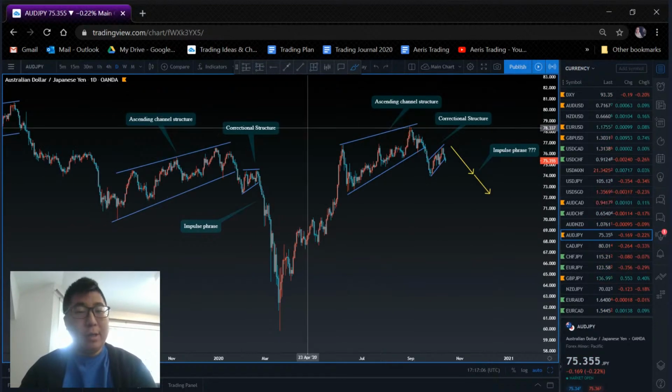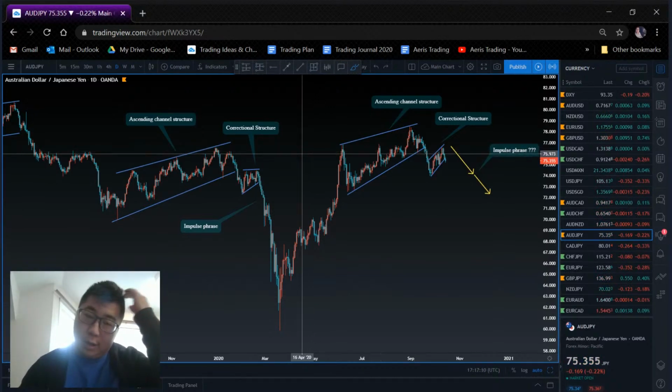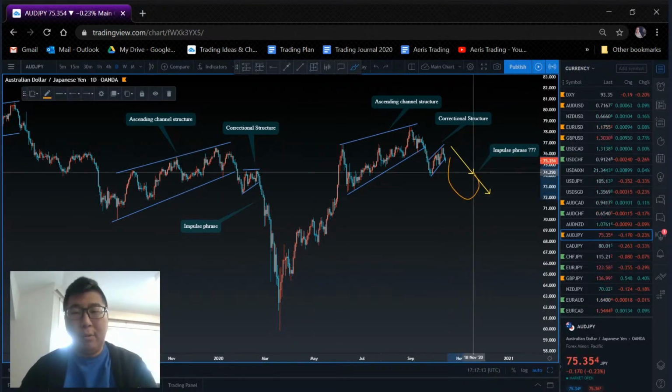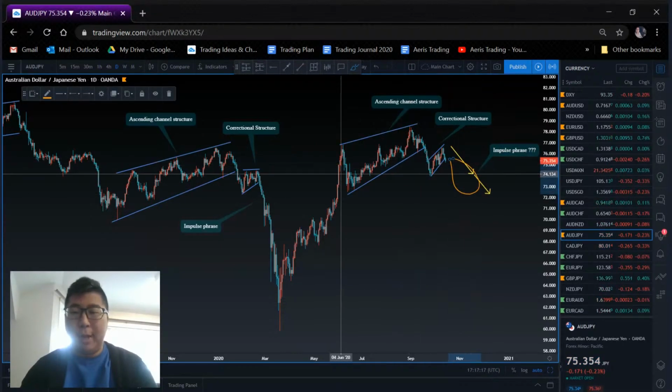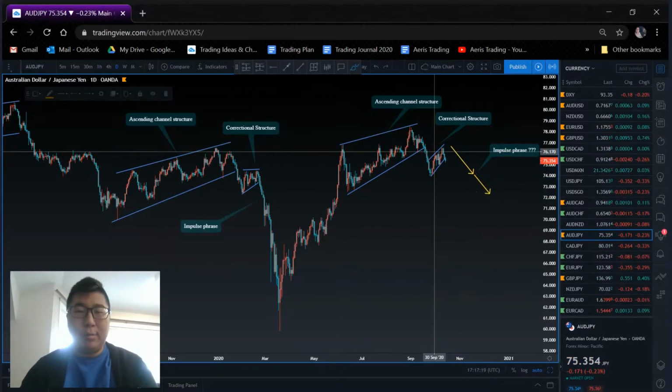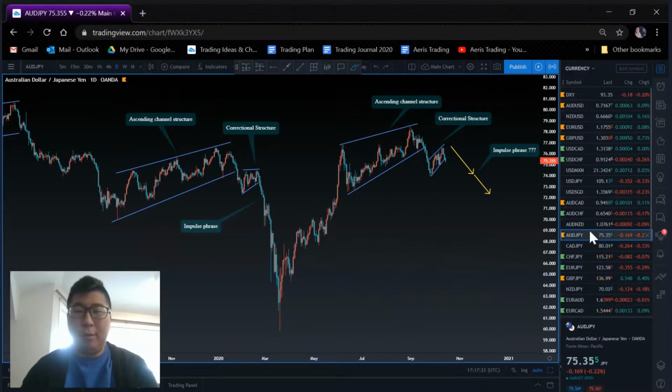Happy to see what you guys think of this overall formation, overall price action. Will we get this impulse out? Will we get the price action on a lower time frame to push the price lower? And mostly the yen pairs will probably do the same. We'll go over a few of these as well. All right.